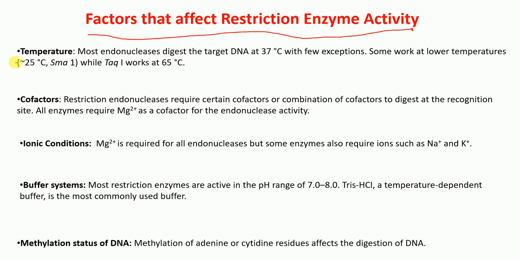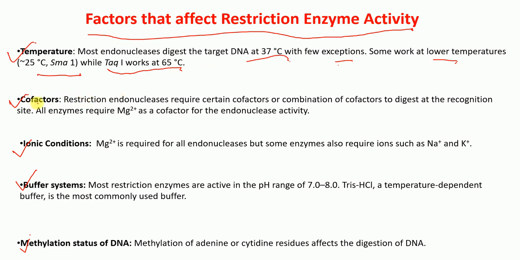The factors are temperature, cofactors, ionic conditions, buffer systems, and methylation status of the DNA. Temperature: most restriction enzymes digest the target DNA at 37 degrees Celsius with few exceptions. Some enzymes work better at lower temperatures, for example 25 degrees Celsius, like SMA1, while TAQ1, another restriction enzyme, works at 65 degrees Celsius. So temperature is one factor that affects enzyme activity.